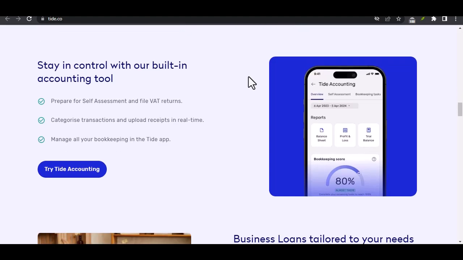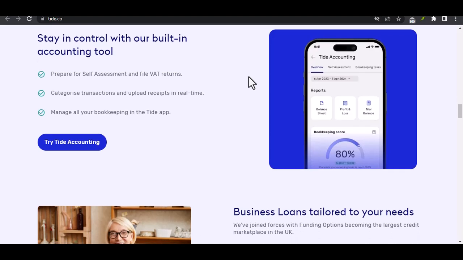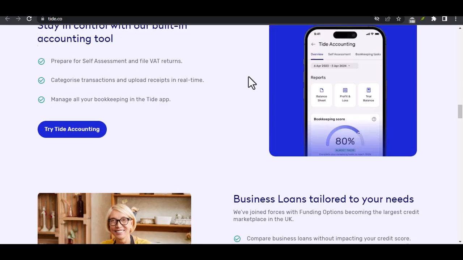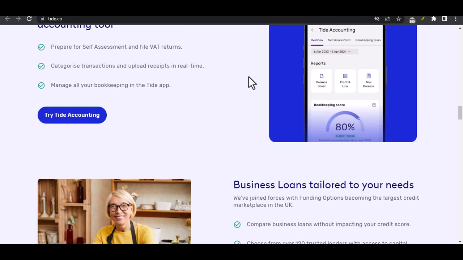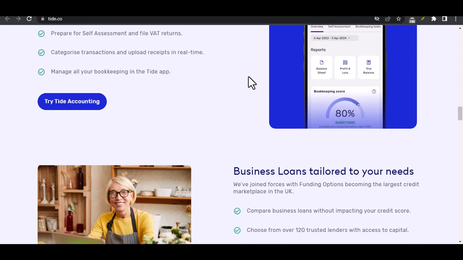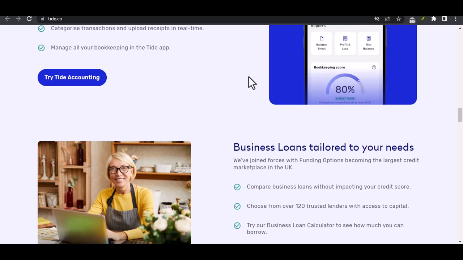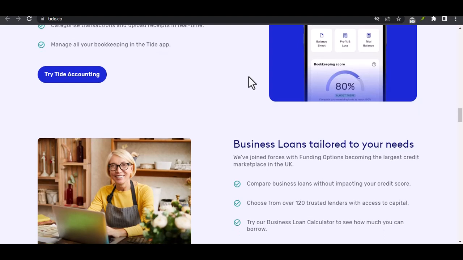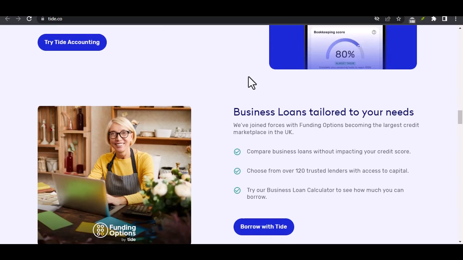Preventing future blocks. Once you've resolved the issue and your account is reactivated, it's important to take steps to prevent future blocks. Here are some tips. Use strong passwords. Create unique, complex passwords for your Tide account and avoid sharing them with anyone. Enable two-factor authentication. This adds an extra layer of security to your account and makes it much harder for unauthorized users to access it.